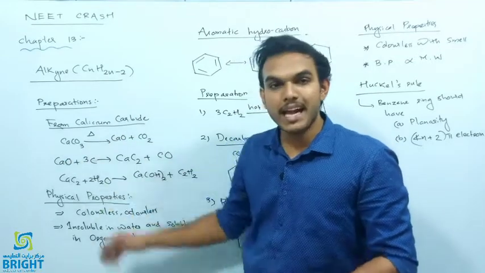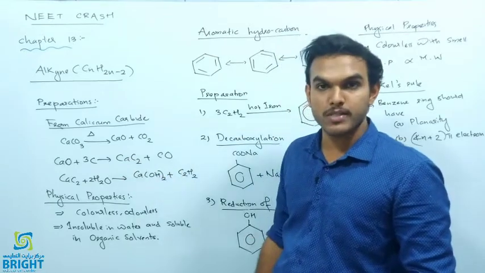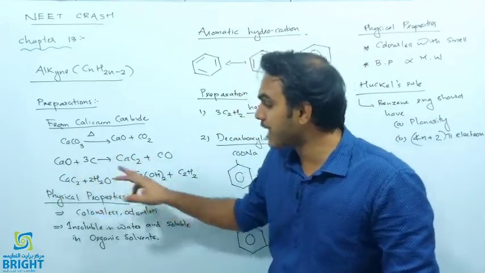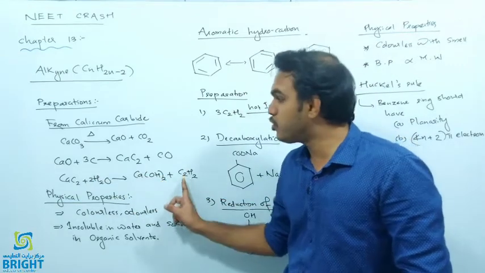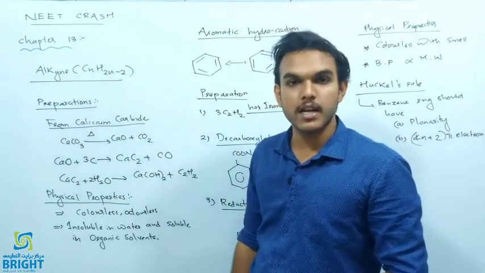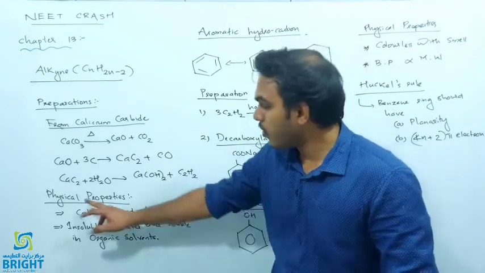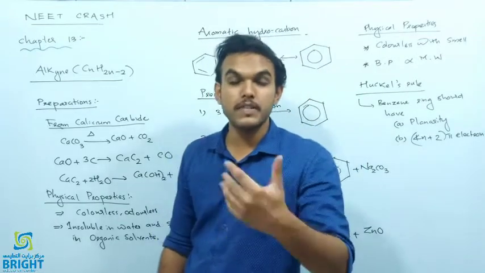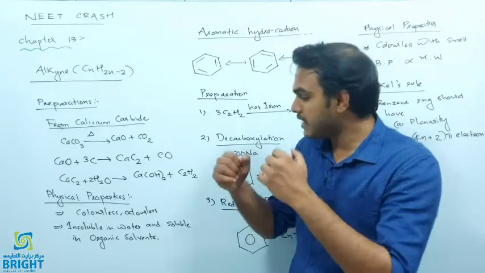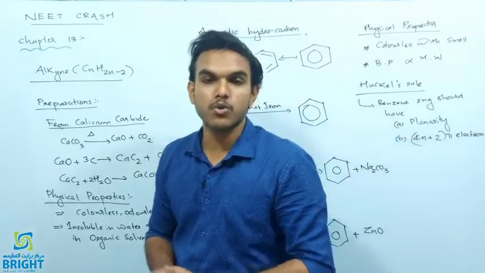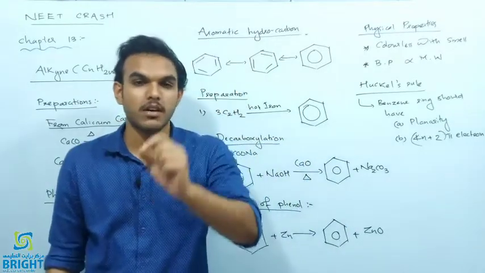This CaO reacts with coke. It will become CaC2, this is calcium carbide, plus carbon monoxide. This calcium carbide reacts with water. It will become Ca(OH)2 plus C2H2, where C2H2 is known as the alkyne. Is that clear? This C2H2 is known as alkyne, that is ethyne. Now let us look at the physical properties, which majorly are colorless, odorless, insoluble in water, and soluble in organic solvents. These are the major conditions and reactions of these alkynes.